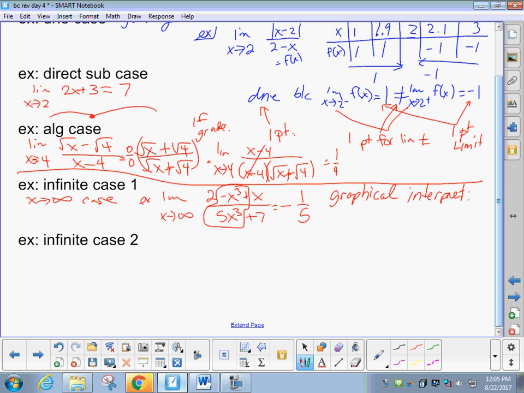It is important that you understand graphically what's going on here. What's the graphical interpretation of what just happened? The graph has a horizontal asymptote. Graph has a horizontal asymptote at x equal negative 1/5 or y equal negative 1/5?